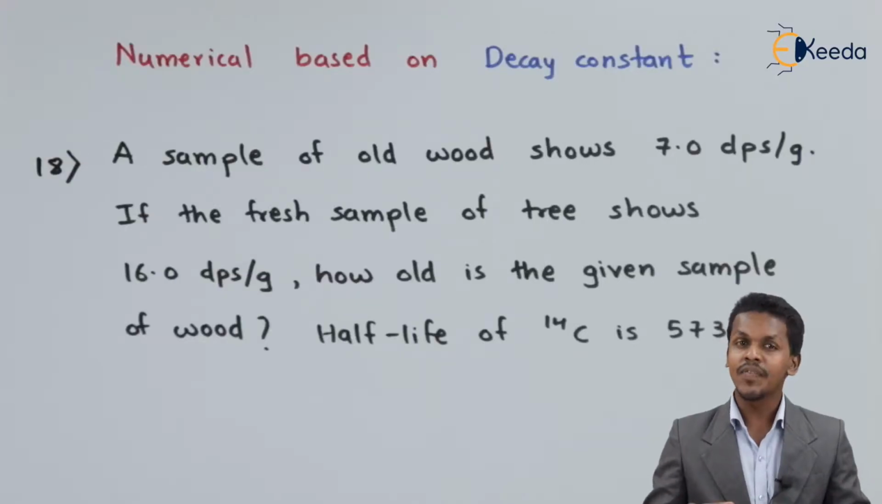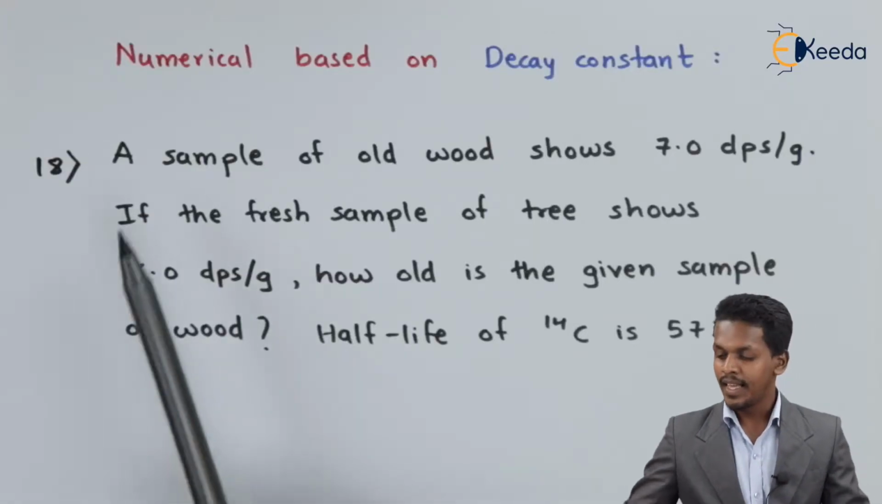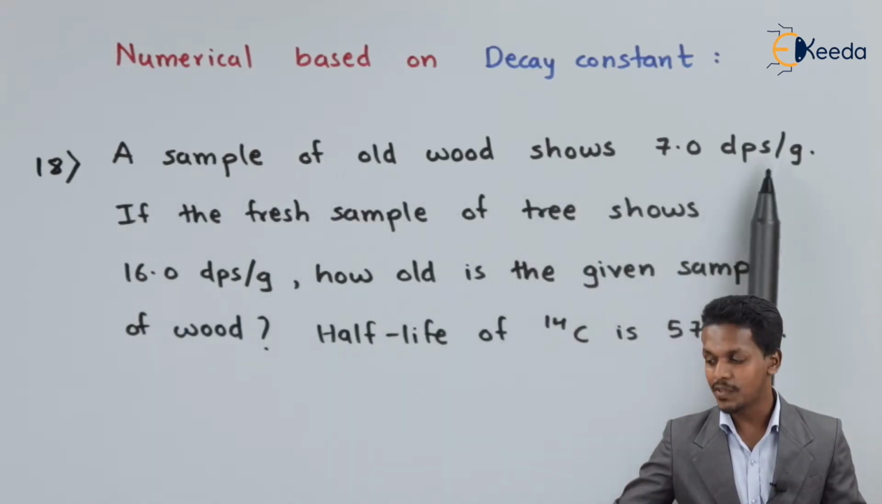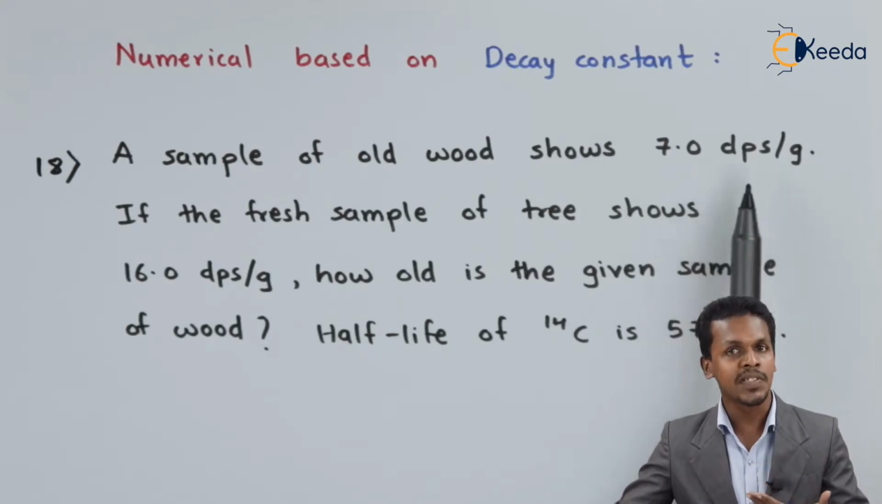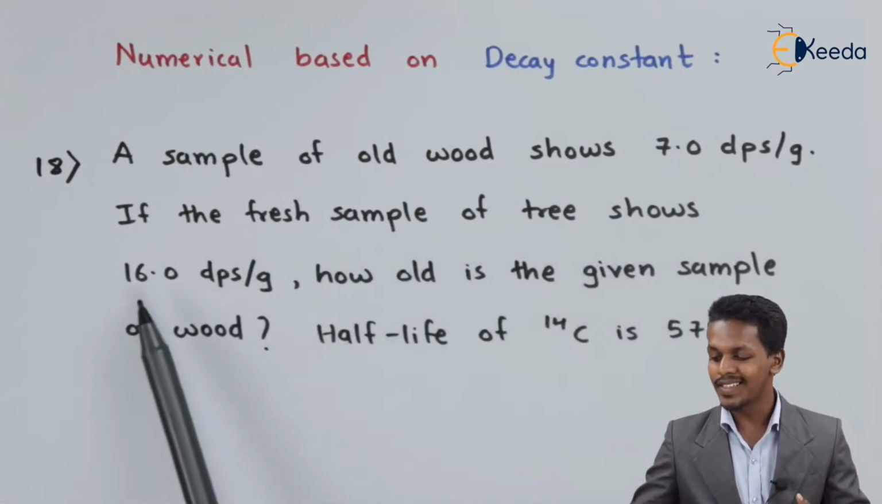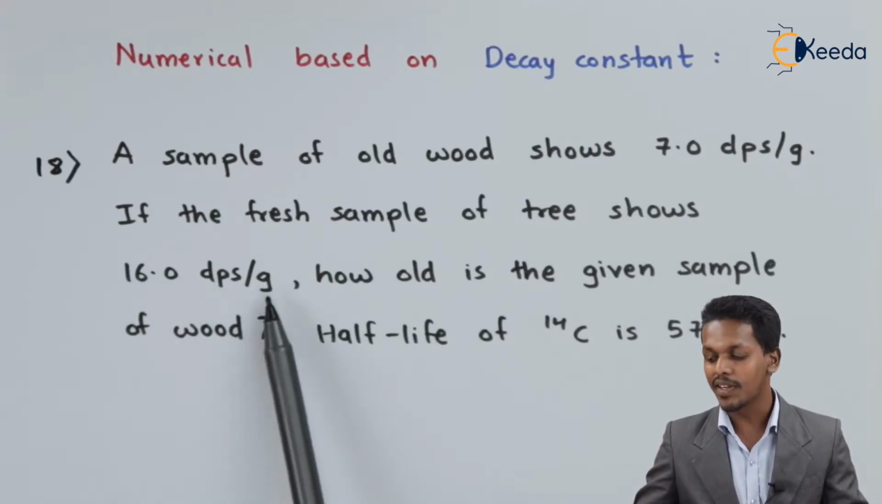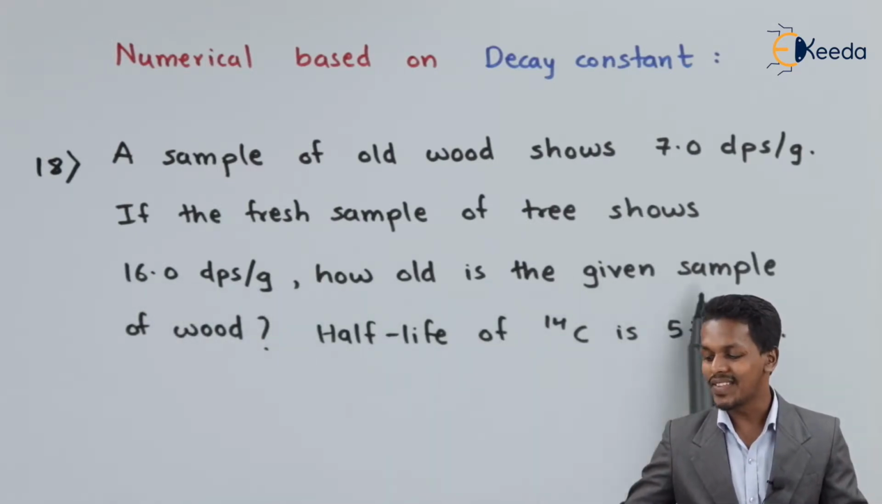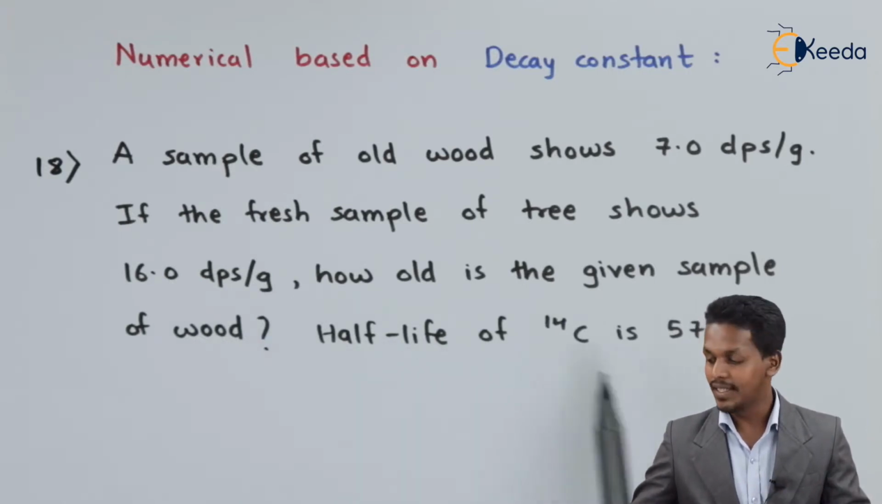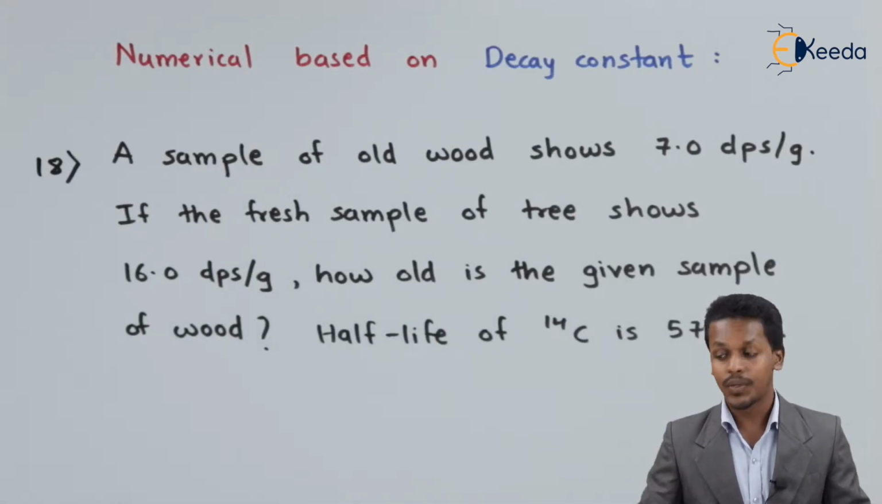So friends, the question given here is: a sample of old wood shows 7.0 dps per gram, that is disintegration per second per gram. If the fresh sample of the tree shows 16.0 dps per gram, how old is the given sample of the wood? And the half-life of carbon-14 is 5730 years. So this is the question provided to us, and let us see what data has been given in this question.